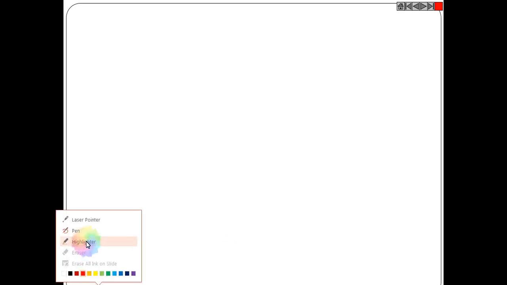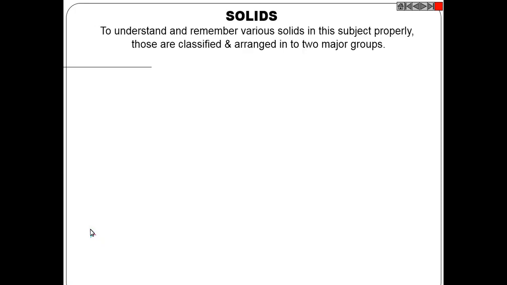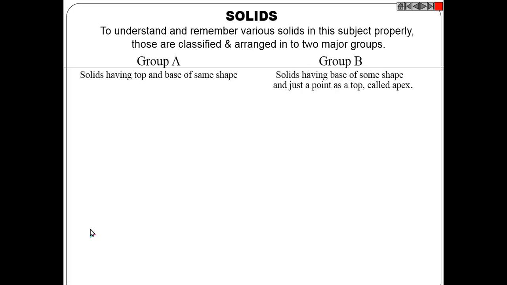So here I will highlight which are those solids. There are two categories you can observe in this case. One is solids which have top and base of the same shape. That means the top of the solid and the bottom of the solid will have the same shape. And one more group of solids where the base is of some shape and the top is a point. The top face will be a point, and that point we call the apex.